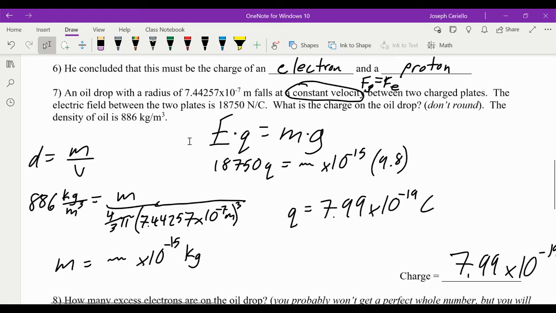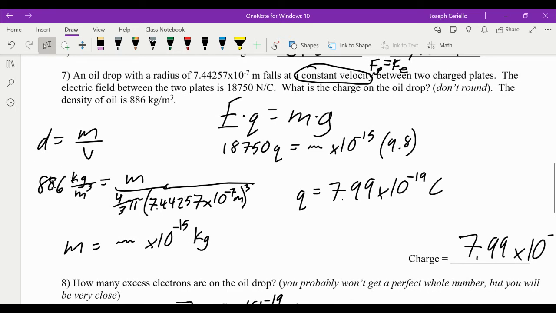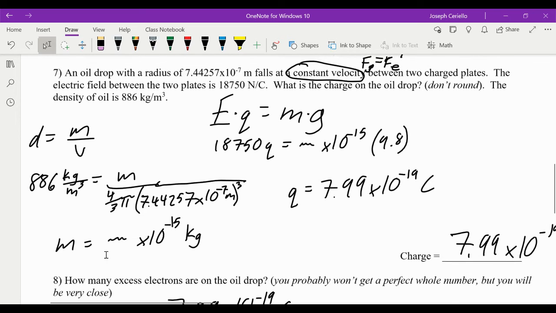So Millikan, first thing he had to do was find the mass, but he knew that density equals mass over volume, so he used that. Density equals mass over volume to find the mass. Now volume of a sphere is 4/3 times pi times the radius cubed. When you cross multiply there, you get a mass of something times 10 to the negative 15 kilograms, something very small.